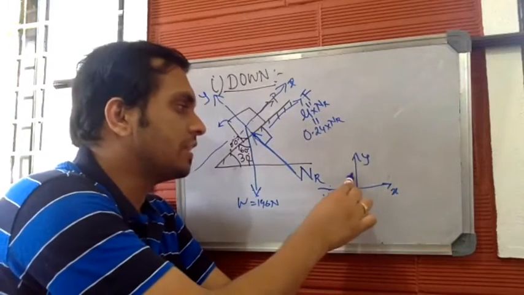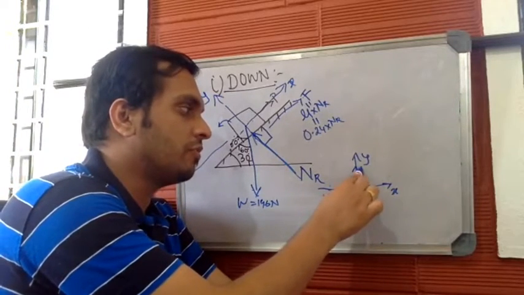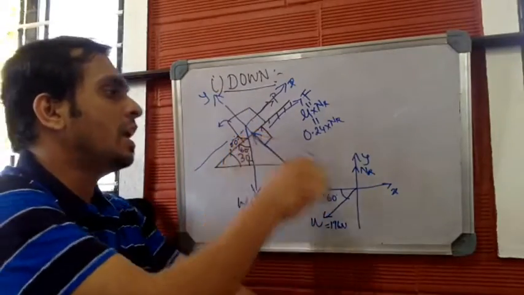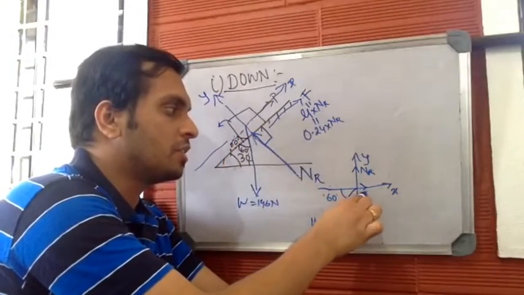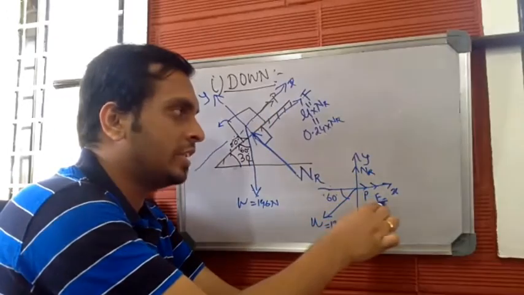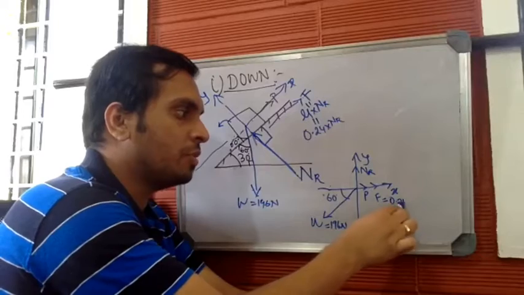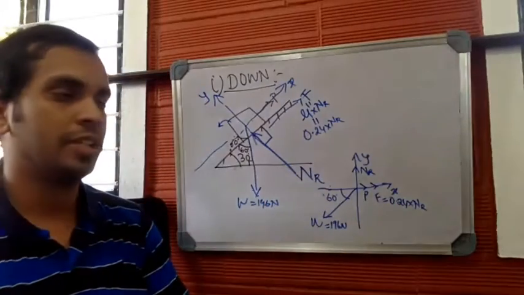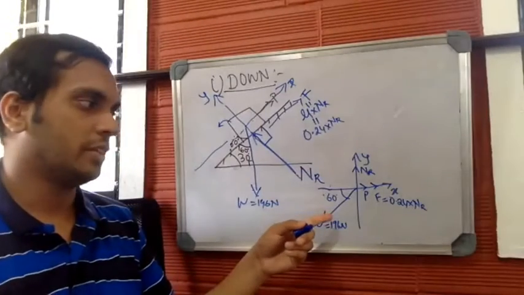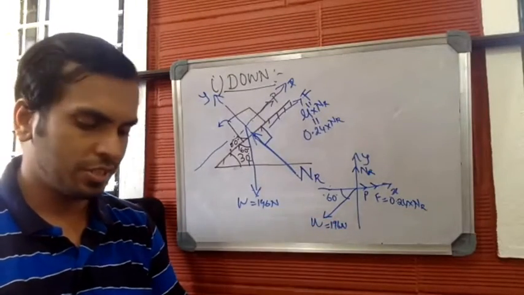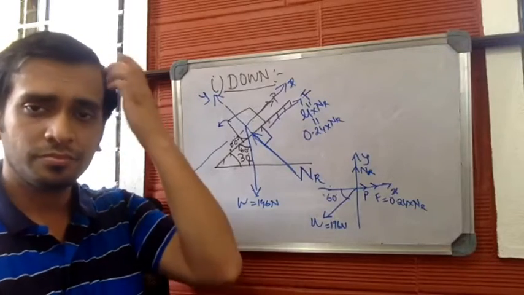Normal reaction can be shifted to the positive y-axis. P comes here as well as F comes here. F can be straight away written as 0.24, mu, into NR. So this is the free body diagram. As far as this particular problem is concerned, this is the free body diagram.